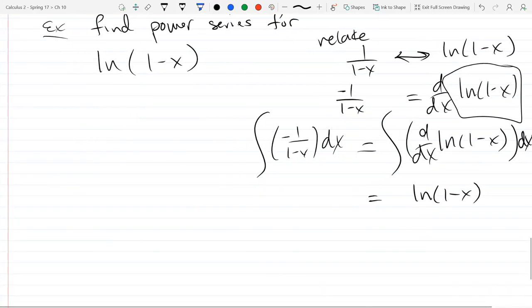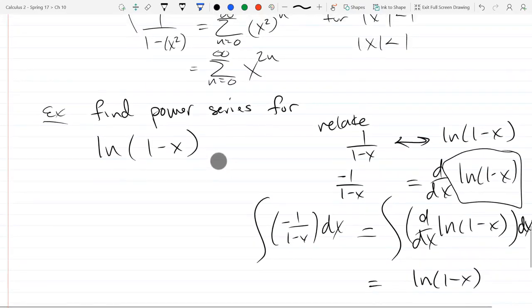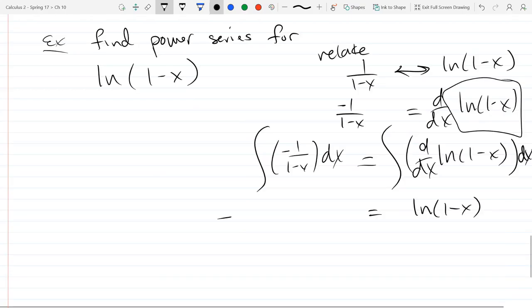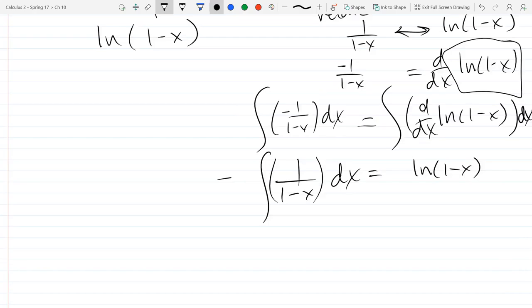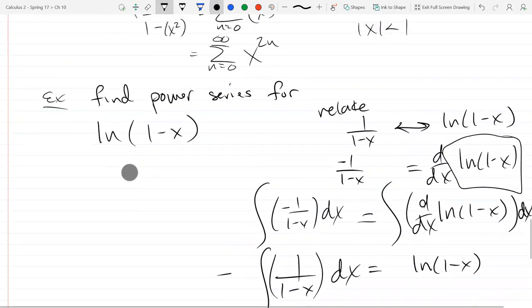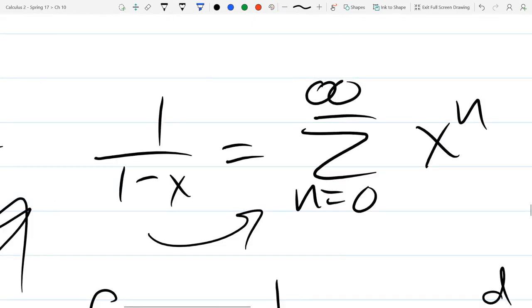And how do I take the antiderivative of this? First of all, I could bring that negative outside. So let's do that. So 1 over 1 minus x dx, I'm going to replace with that summation that I wrote on the board earlier. I'm going to replace 1 over 1 minus x with this summation.